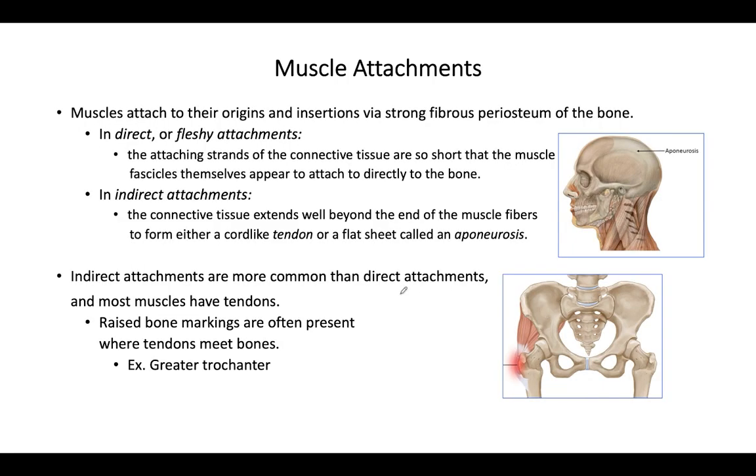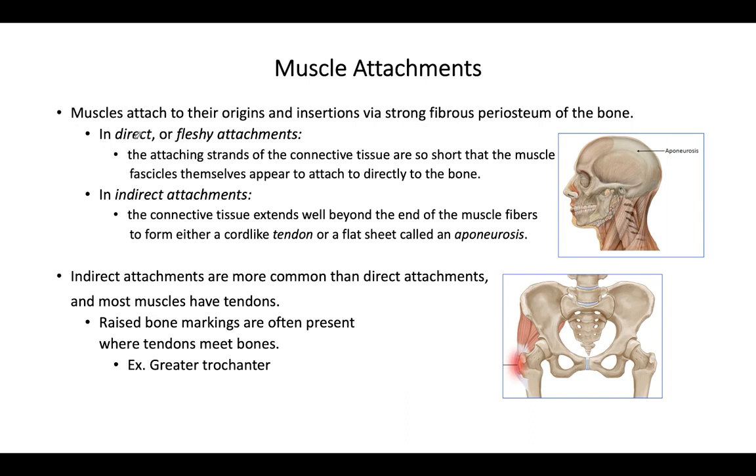Muscles attach to their origin and insertion via the strong fibrous periosteum of the bone. Periosteum is the most outer layer of compact bone, which is connective tissue. Muscle attaches to the bone by way of connective tissue. Some muscles attach to the bone almost directly. Some muscles attach to the bone indirectly.